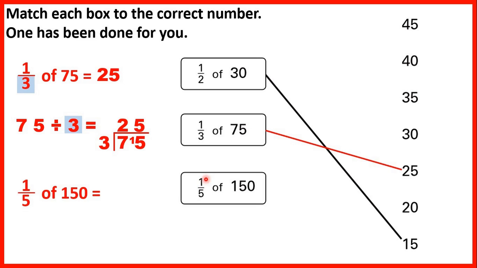And now to find 1/5 of 150, we can divide 150 by 5. 15 divided by 5 is 3. 0 divided by 5 is 0. So that means 1/5 of 150 is 30.